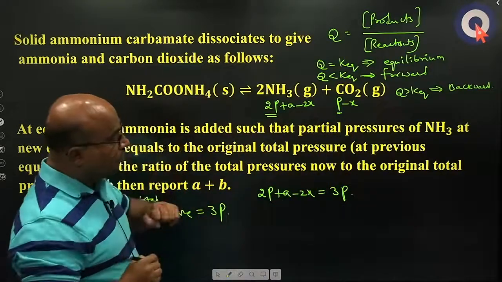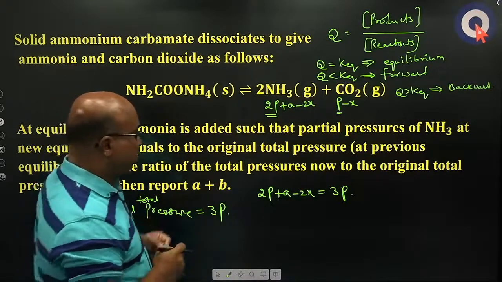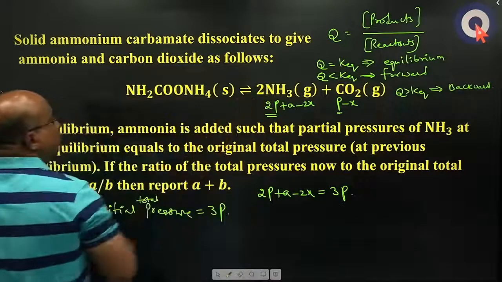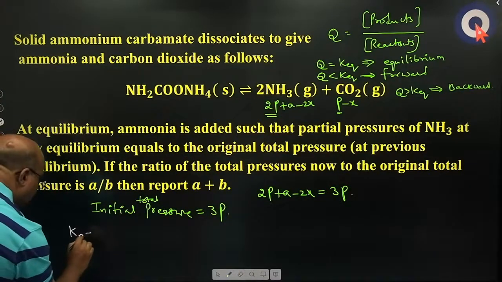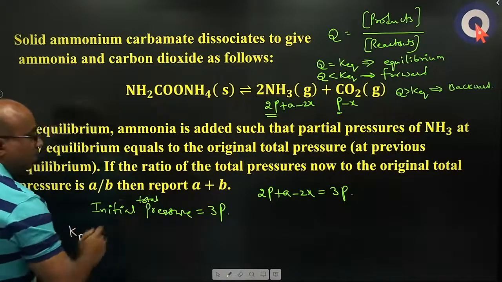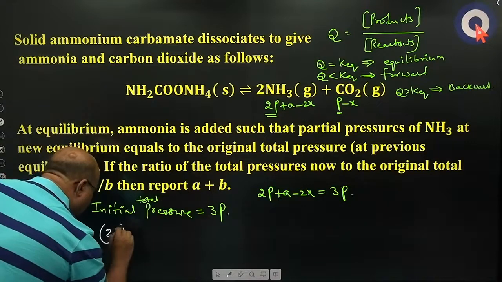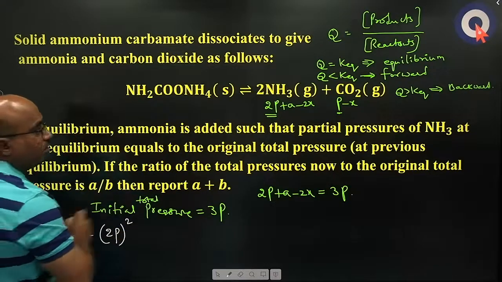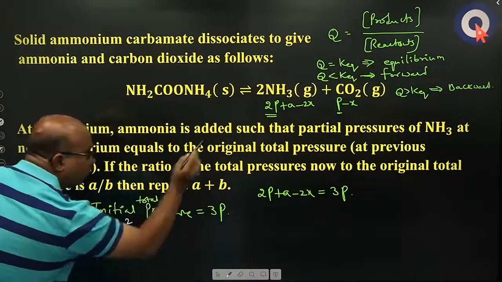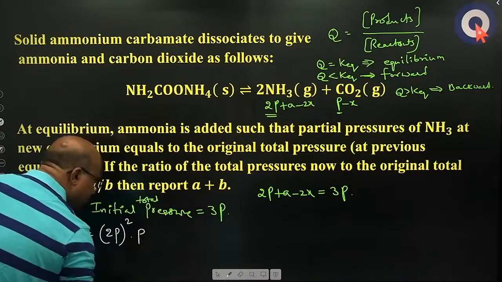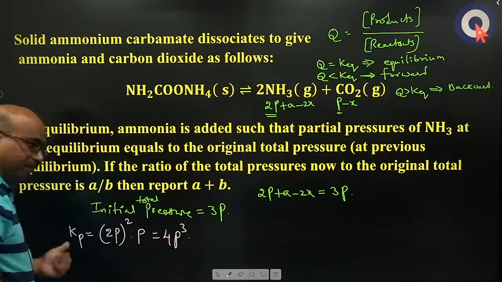At that situation we calculated Kp. So what was Kp for this reaction? With the initial conditions, there is a pressure of 2p for ammonia, that whole square, the partial pressure of ammonia squared because its coefficient is 2, then the partial pressure of carbon dioxide, that is p. So this is 4p cube, which is the Kp.